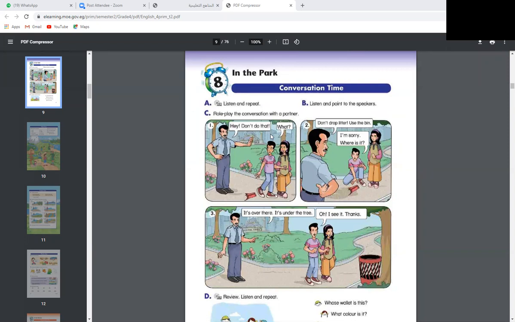Hey, don't do that. What? Don't drop litter, you dropped the pen. I'm sorry, where is it? It's over there, it's under the tree. Oh, I see it, thanks.